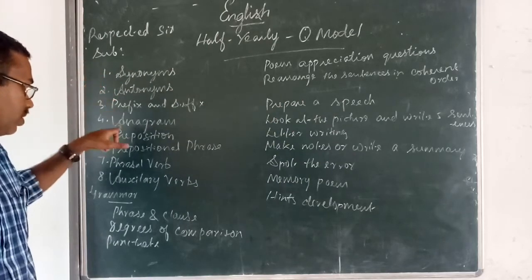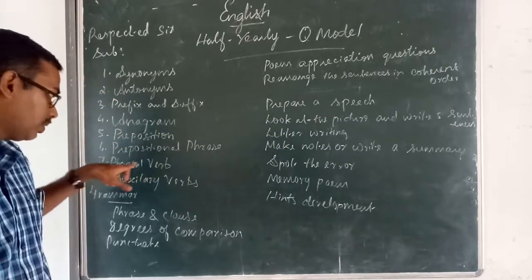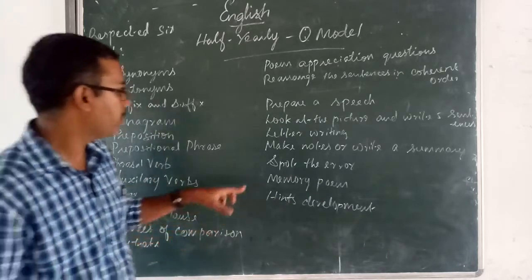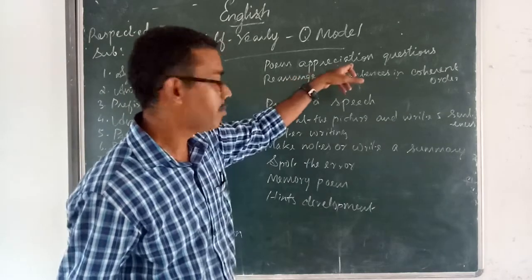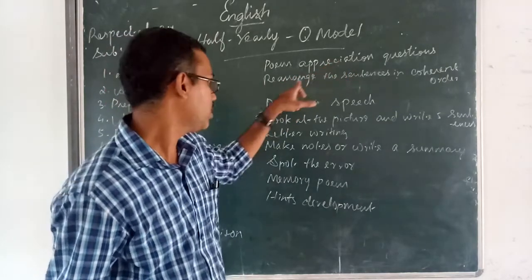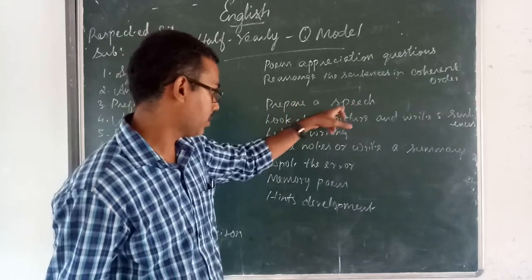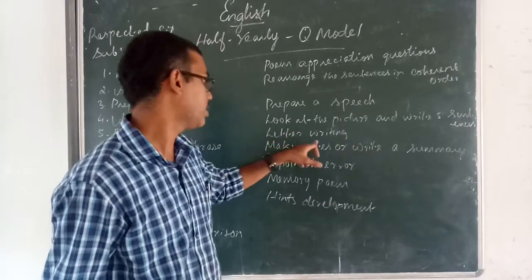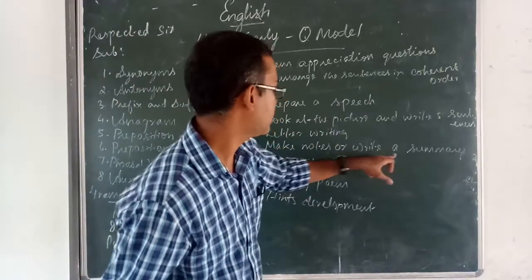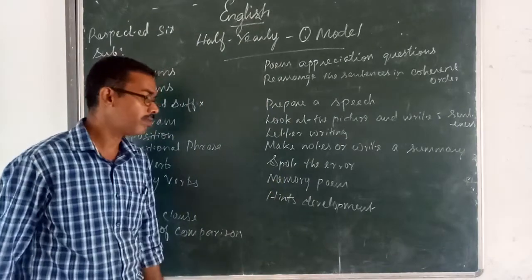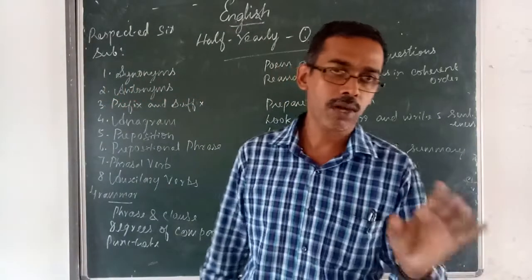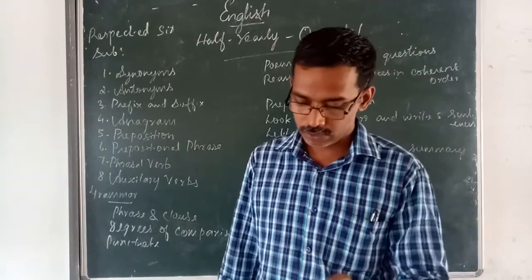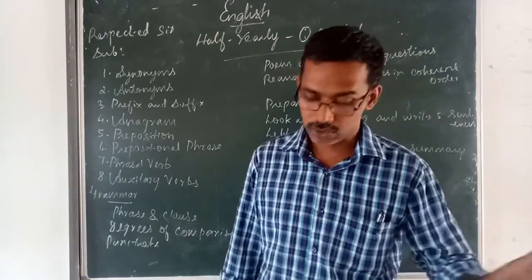Synonyms, antonyms, prefix, suffix, anagrams, preposition, phrase, phrasal verb, auxiliary verbs, phrase and clause, degrees of comparison, punctuate, poem appreciation questions. Study thoroughly. Rearrange a sentence in coherent order, prepare a speech, look at the picture and write 5 sentences. Letter writing, make notes or write a summary, spot the error, memory poem, hints development. This is a question model, and last year's half-yearly model question, 10th standard model, will be given to you. You can go through that one. Thank you.